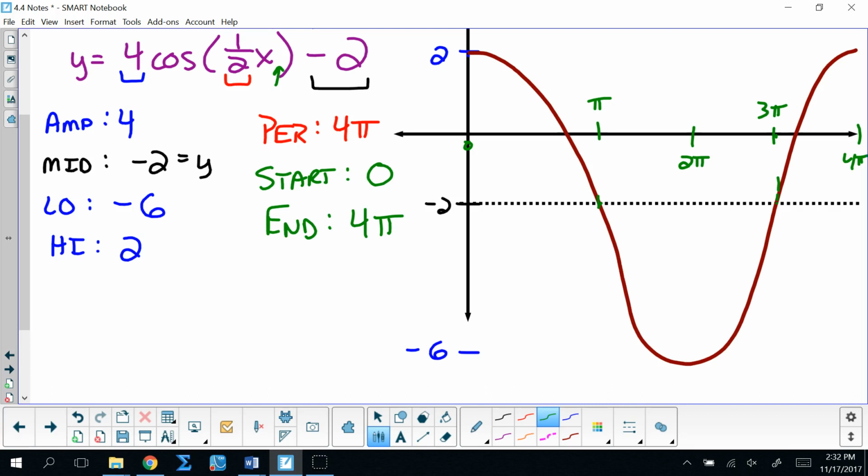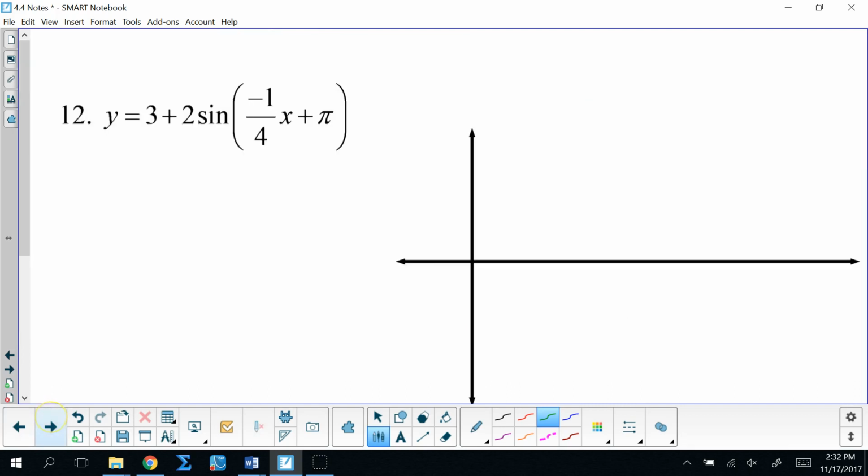Okay. All right. So I would like you to try this one. Pause the video, graph this one, and come back. When you unpause it, I will start explaining it.